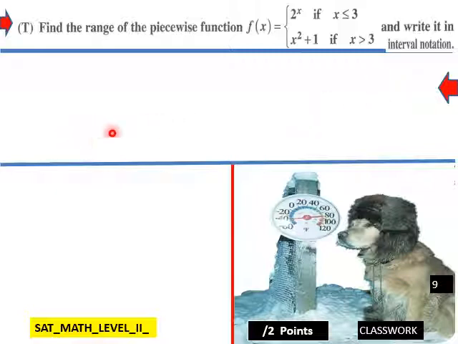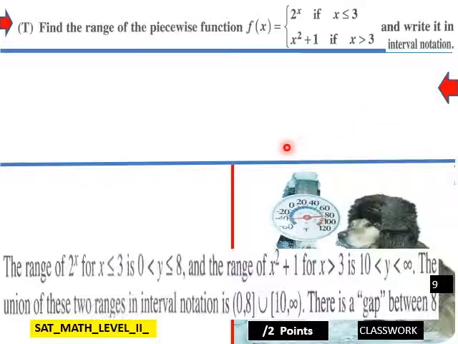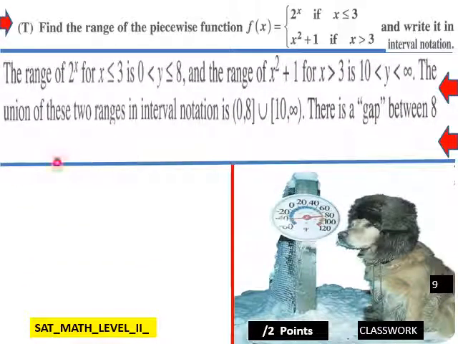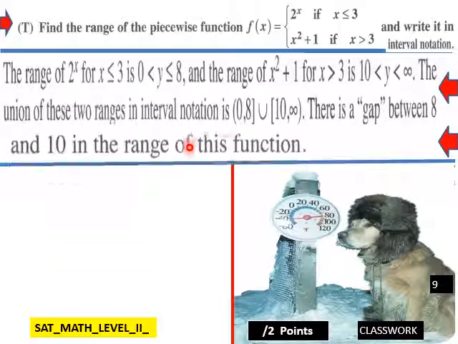The union of these two ranges in interval notation would be the open interval 0 and 8, in union with 10 and infinity. There is a gap between 8 and 10 in the range of this function. So between 8 and 10, the function would not exist.